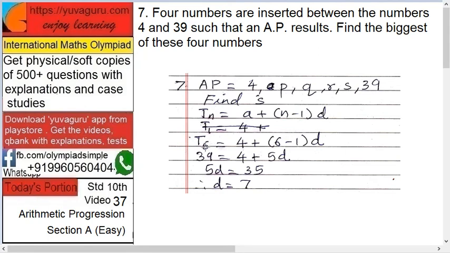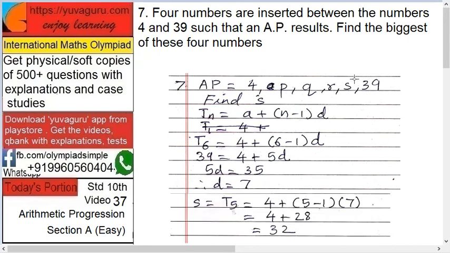Okay. So T6 equals to A plus, A means 4 over here, plus n minus 1. N is what we require, the number which we require. T6, so 6. Okay. 6 minus 1 into D. Right. D we don't know. So 39 equals to 4 plus 5 into D. Right. Solve this and you will get D equals to 7.